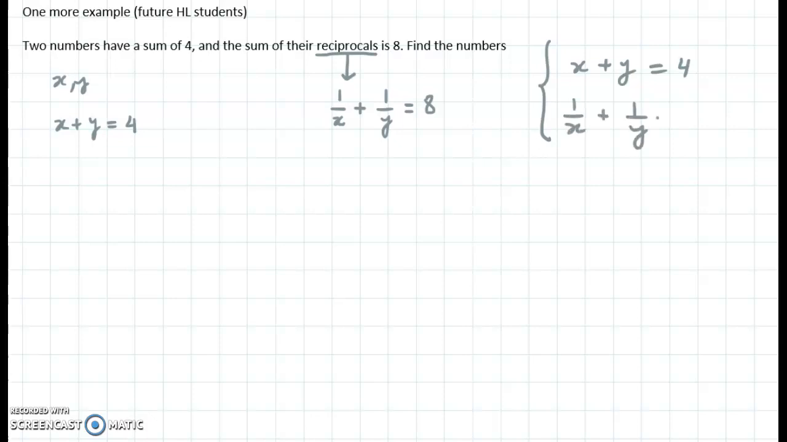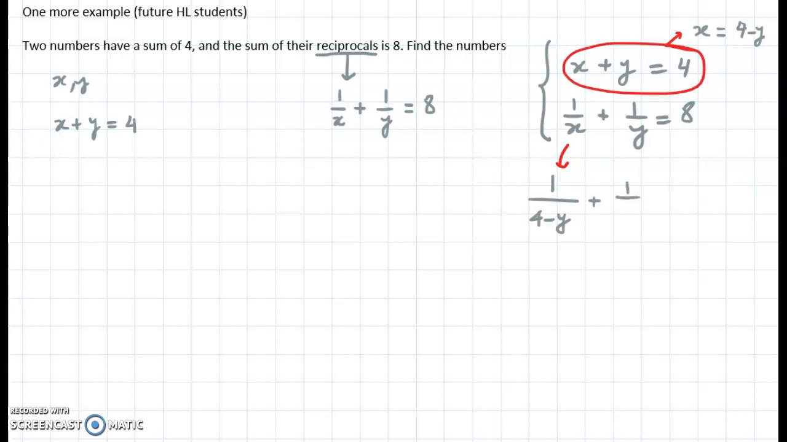And it may look over here like we don't have a quadratic equation to solve, but we do. It's hiding over there. Let's begin, as we have done other times before, by writing one of the numbers in terms of the other one, so we can work with only one unknown. So let's say, for instance, that x is the same as 4 minus y. So we go to the equation with the reciprocals, and now instead of writing x, we're going to write 4 minus y. So we have that 1 over 4 minus y plus 1 over y is equal to 8.